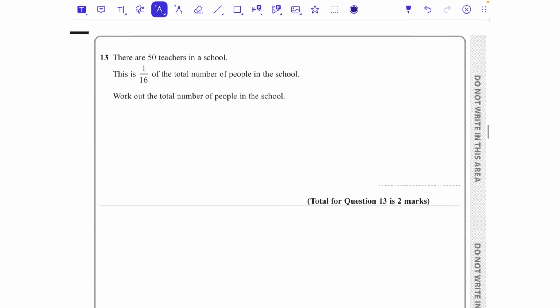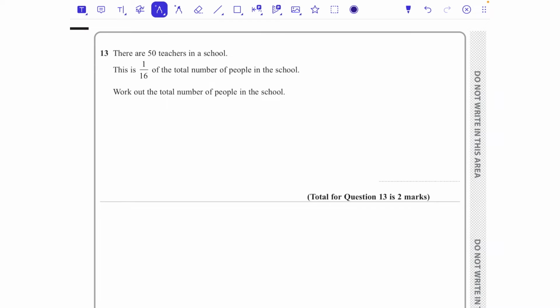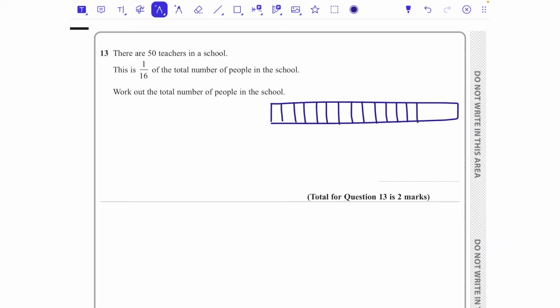Question number 13. There are 50 teachers in a school. This is 1/16 of the total number of people in the school. Work out the total number of people in the school. So if you imagine, I've got a bar here. 1, 2, 3, 4, 5, 6, 7, 8, 9, 10, 11, 12, 13, 14, 15, 16. Oh, I've drawn that badly. I'm going to chop that bit off. Like that. There we go.